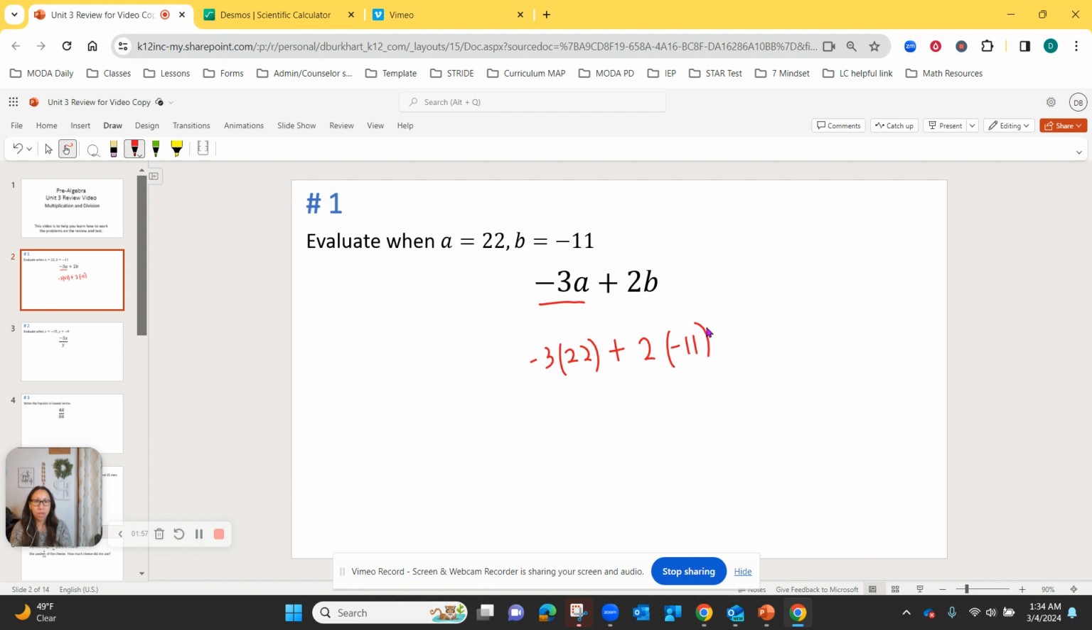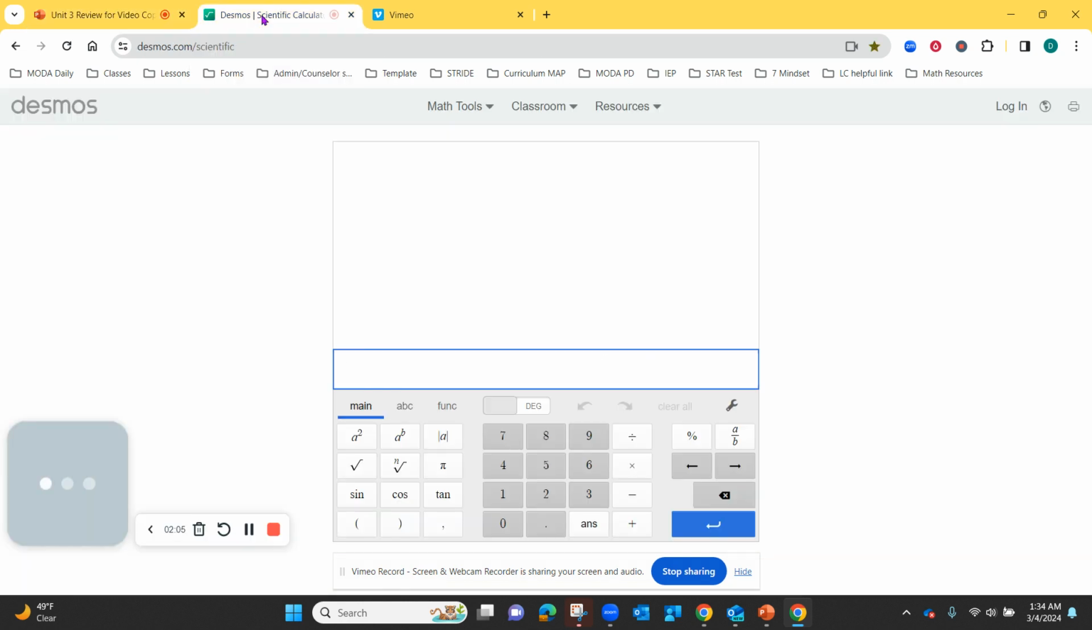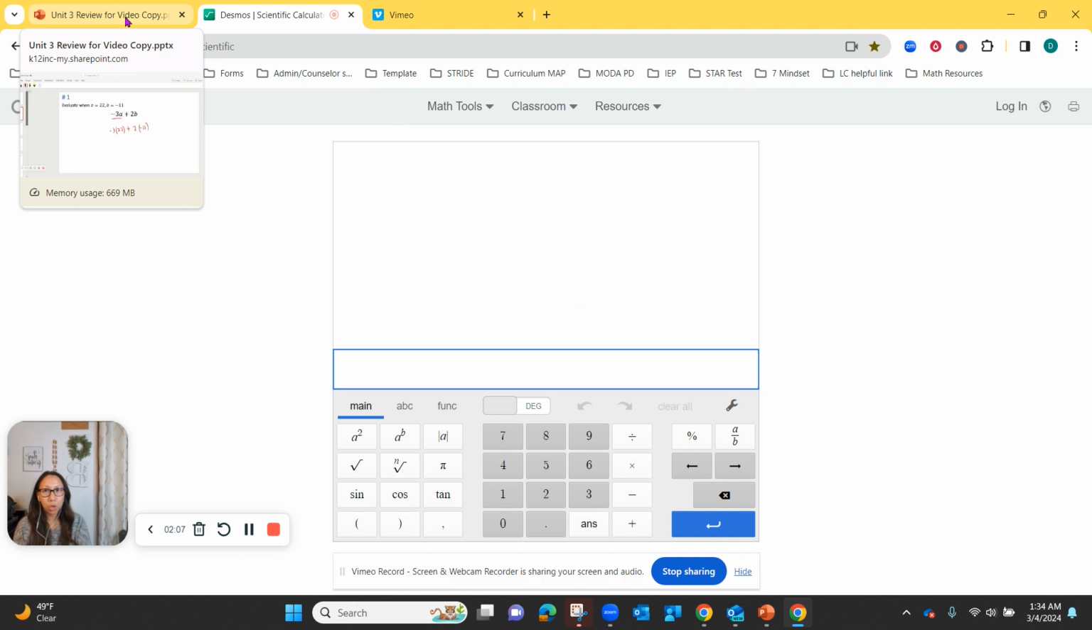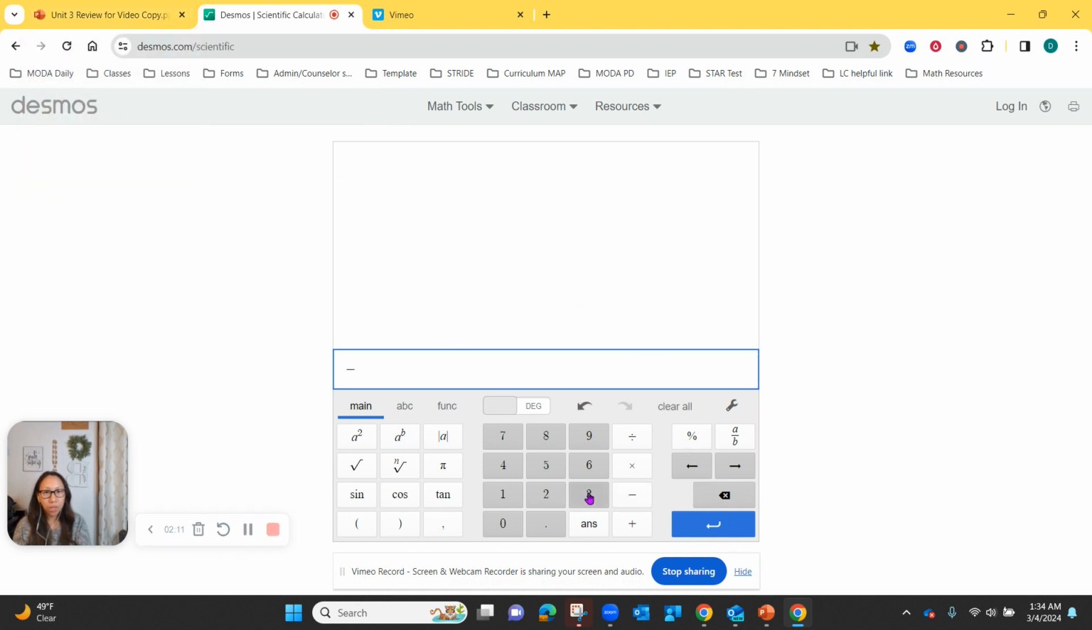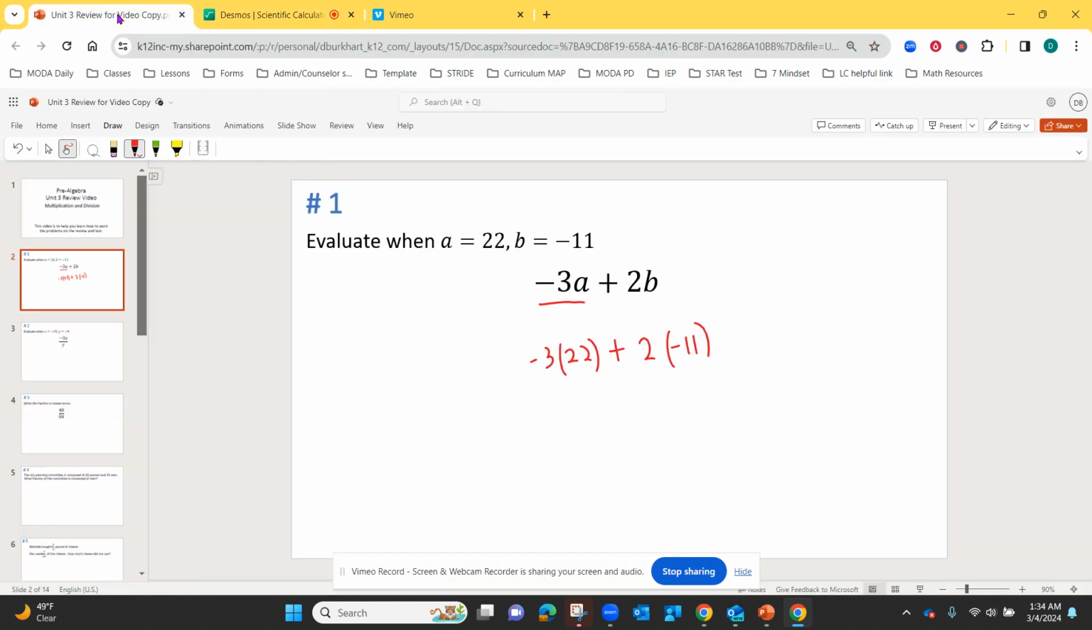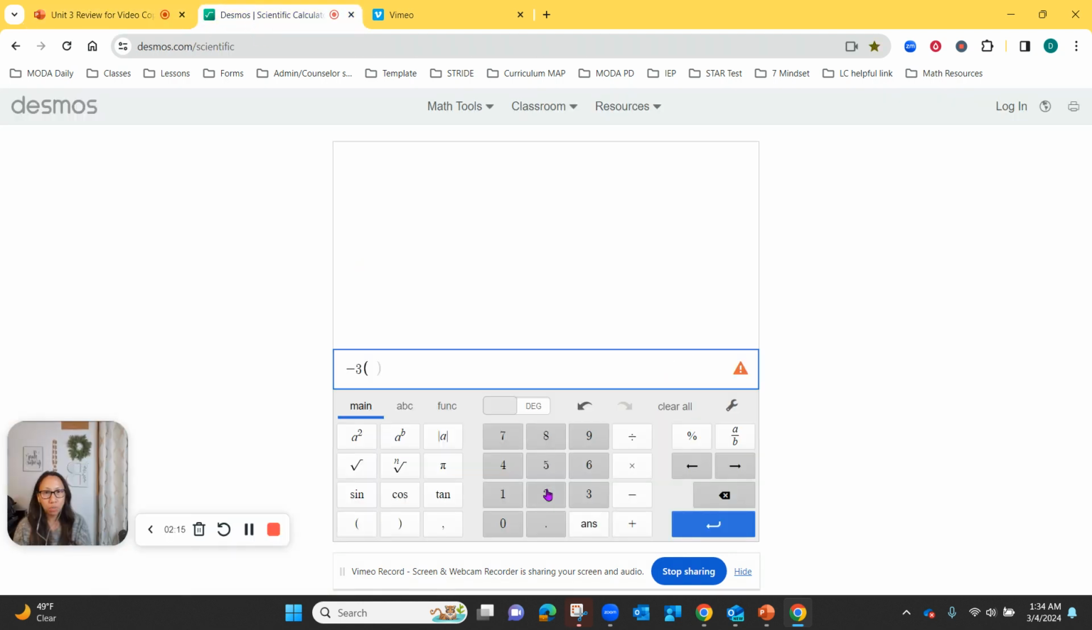Or you can do it using order of operations. The easiest way to do this is to put it into your Desmos calculator the way you wrote it on your paper or your whiteboard. So you have the negative 3 and then times 22. Make sure they are inside the parentheses. So I have to delete that. Okay, hang on for a second.